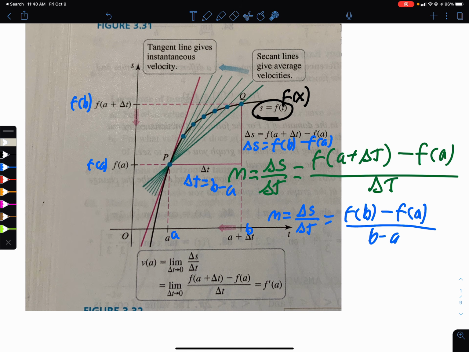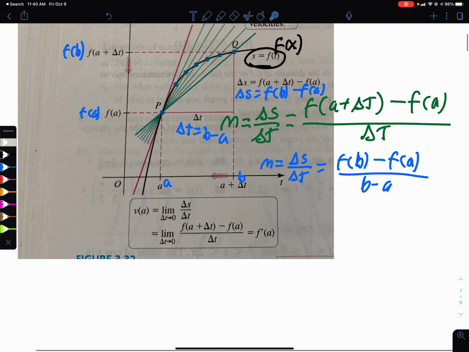So velocity is the change in position over change in time. This is average velocity. But when you take the limit, that becomes instantaneous velocity. So the derivative is the velocity. The derivative of the position function is the velocity. You need to know that.